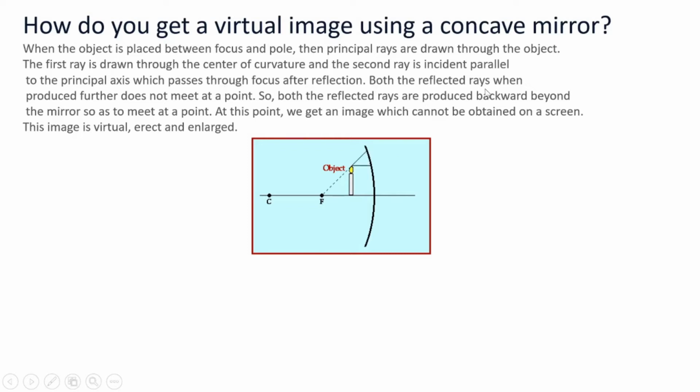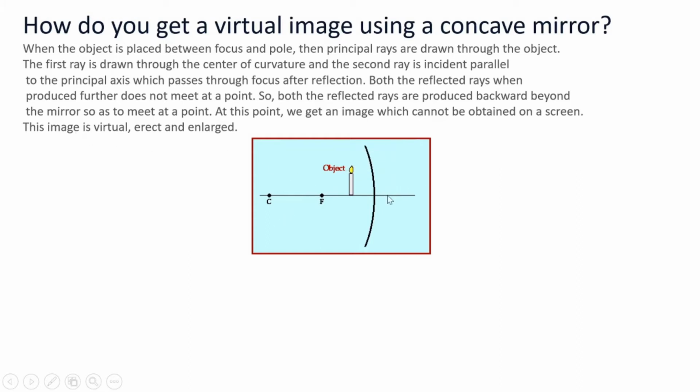Both the reflected rays, when produced further, do not meet at a point. They are reflecting, but they are not meeting at a point. At this point we get an image which cannot be obtained on the screen. So we cannot get the image on a screen. This image is virtual, which is formed here.